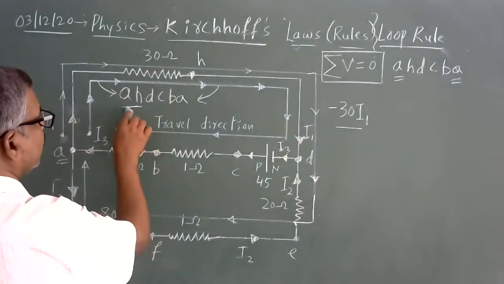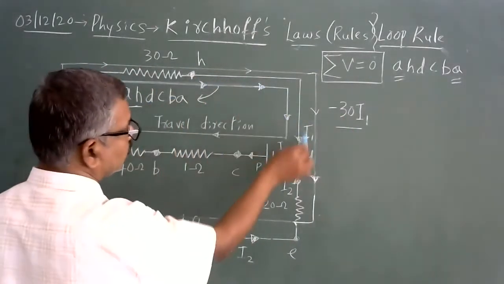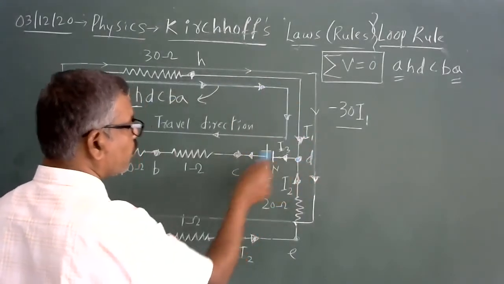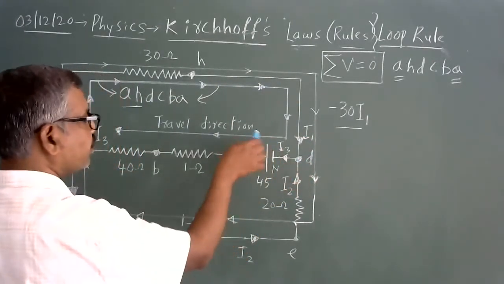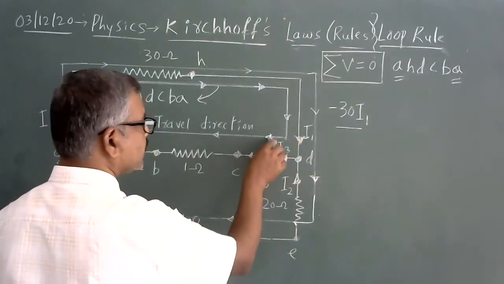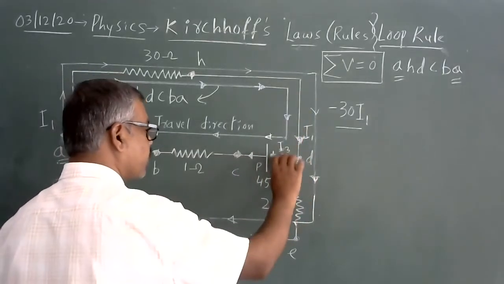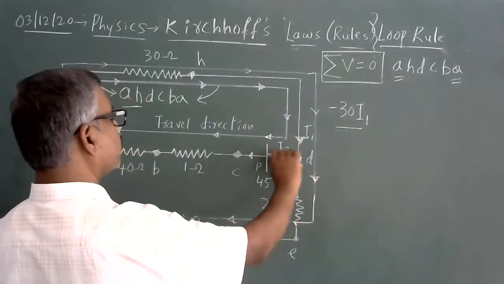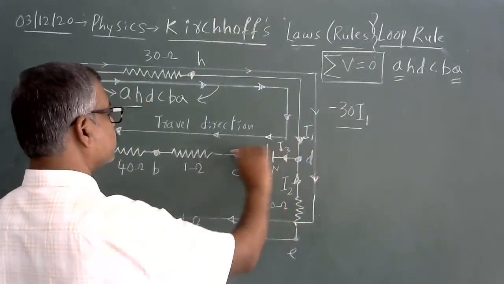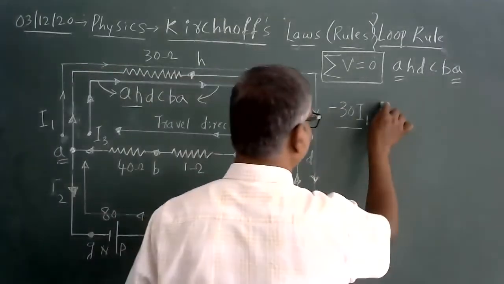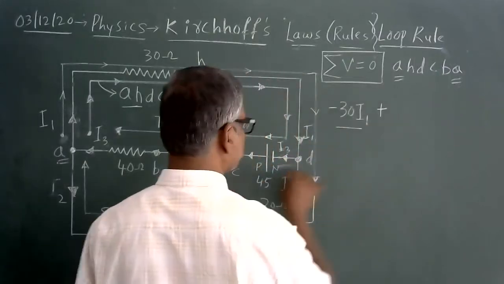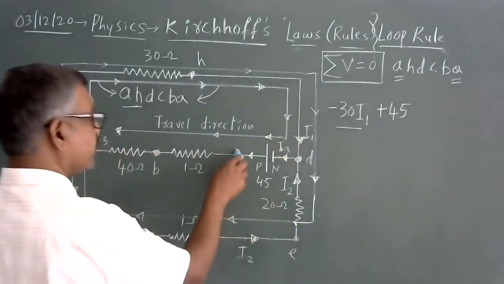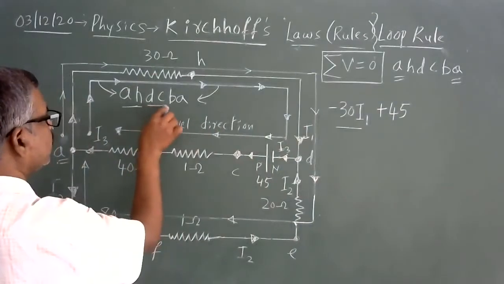Now I completed A to H. Then H to D. From H to D, there is no resistor or cell. Now from point D to point C, there is a cell. If the direction of traverse enters from the negative terminal and reaches the positive terminal in this path, I can take the EMF across the cell as positive, that is plus 45. Next, I reached point C. We completed D to C.